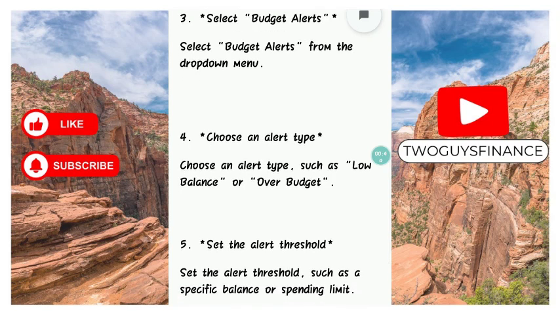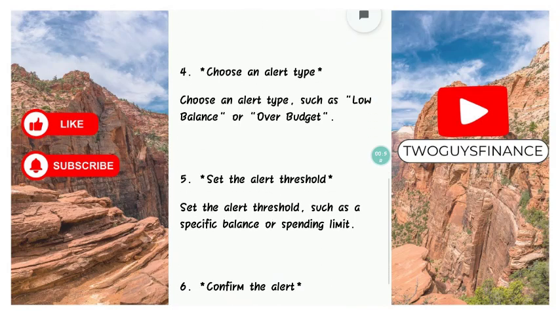And then you're going to set the alert threshold, such as a specific balance for the alert to go off, or spending limits before the alert goes off. Just go ahead and set the alert threshold.